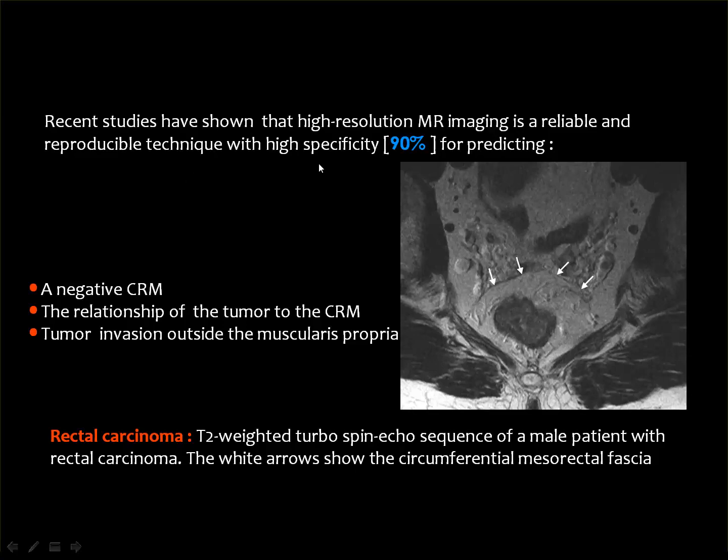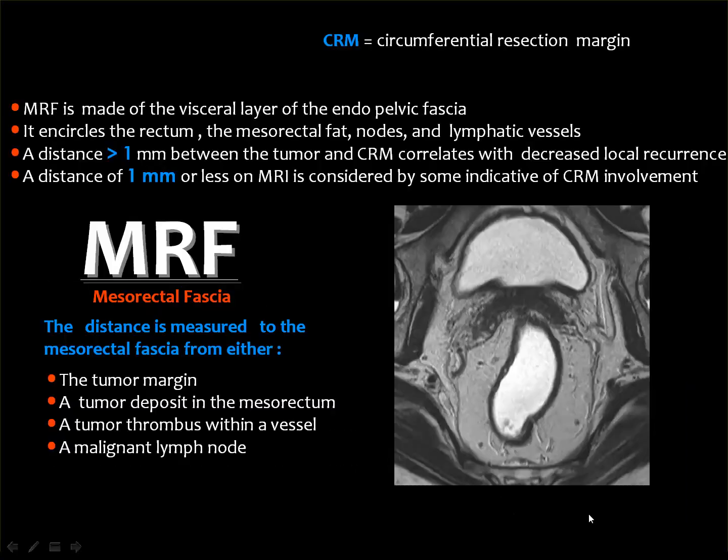reproducible technique with high accuracy for predicting a negative circumferential resection margin, meaning that the tumor has not invaded the mesorectal fascia. The relationship between the tumor and the circumferential resection margin means the distance from the tumor to the mesorectal fascia. Then the tumor invasion outside the muscularis propria: as we can see, the muscularis propria is of low signal. Then in this particular area, the tumor has disrupted this layer.